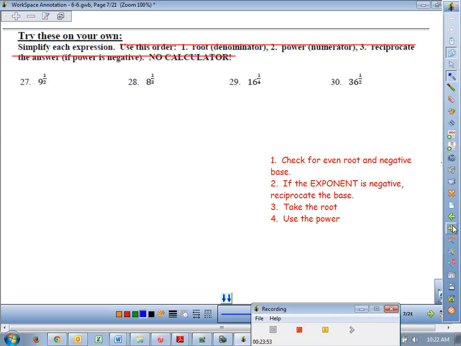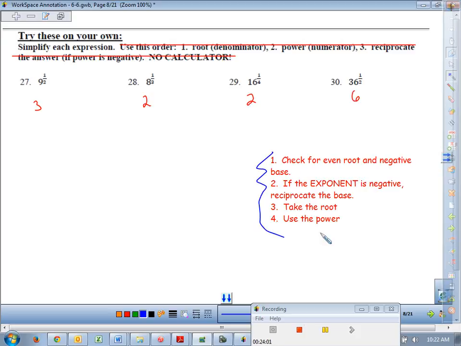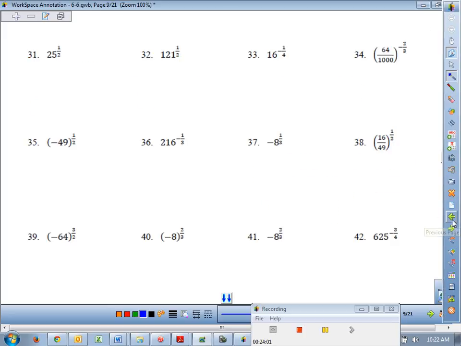Because those 4 should be pretty quick. This is the square root of 9. This is the cube root of 8. This is the 4th root of 16. This is the square root of 36. We're doing these 4 maneuvers. Check for an even root to see if it can even be done. Then if there's a negative exponent, we'll reciprocate the base, take the root, use the power. You cool with what we're doing? Next 4. Go for it.